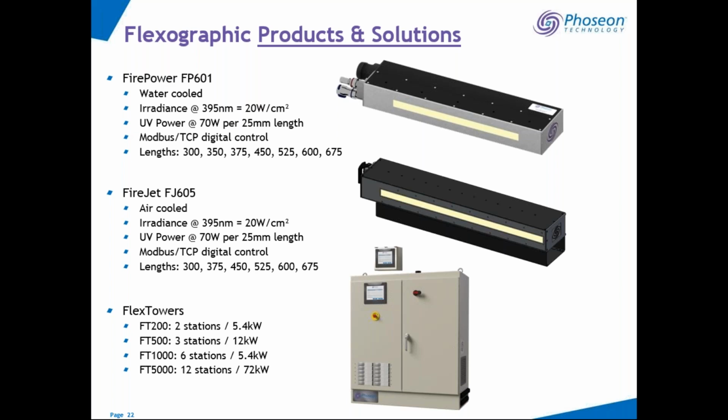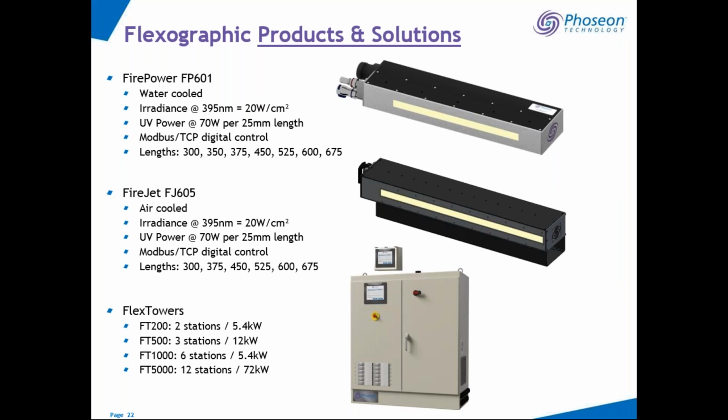We have the lengths, everything from 300 millimeters to 675 to be able to cover the distance that is required across the narrow web all the way out to starting to see what I would call more of a mid web and also onto a wide web capability as we scale some of these side by side. But for the FireJet and the FP601, it's really focused on the narrow web area.